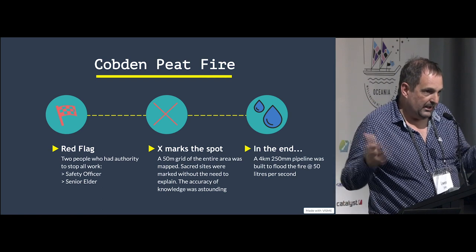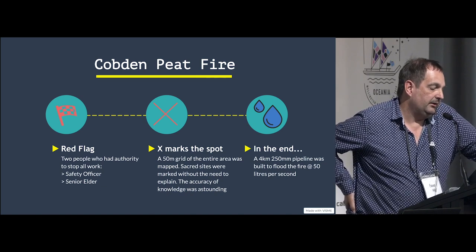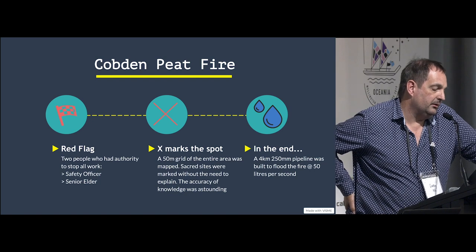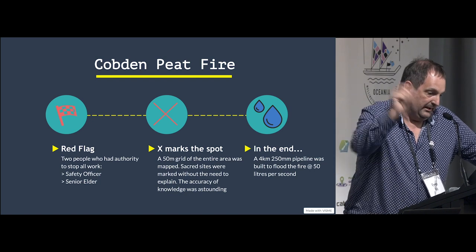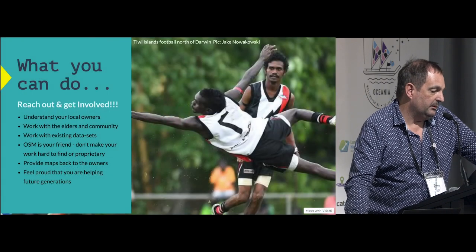So what we did was we had 50 square metre grid squares, and we actually made them mark the areas that we shouldn't go into. In the end, we built a 4 kilometre pipeline.